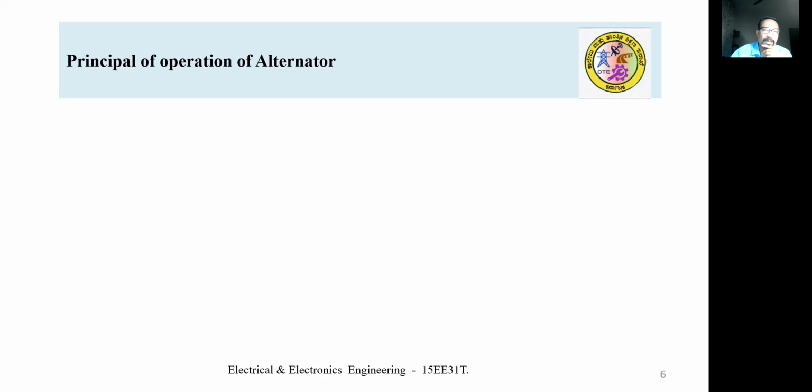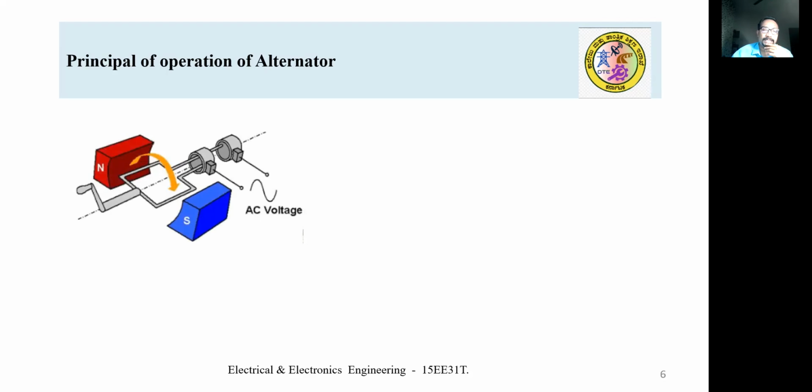Next, coming to understanding the detailed principle of operation of alternator. Let us consider, as shown in the figure, a rectangular coil which is connected to a handle. That means this rectangular coil is made to rotate in a uniform magnetic field, between the North Pole and South Pole, which is a uniform magnetic field.